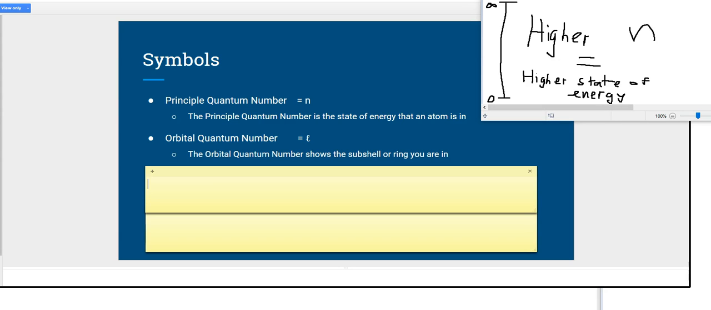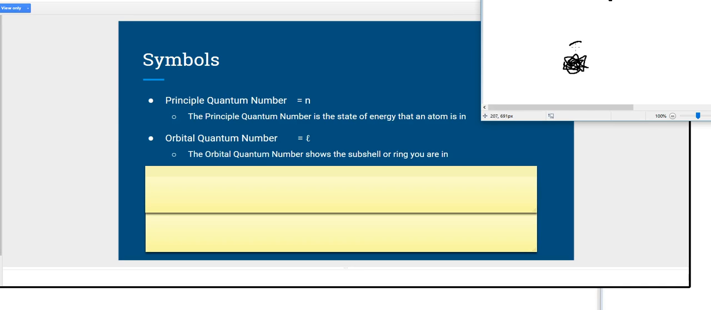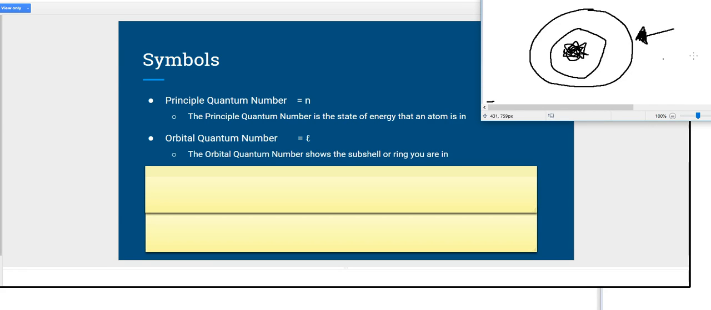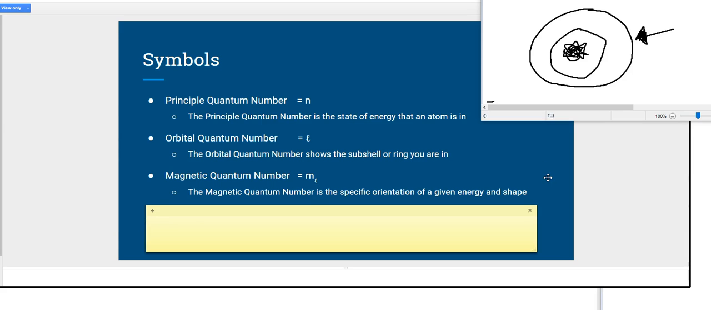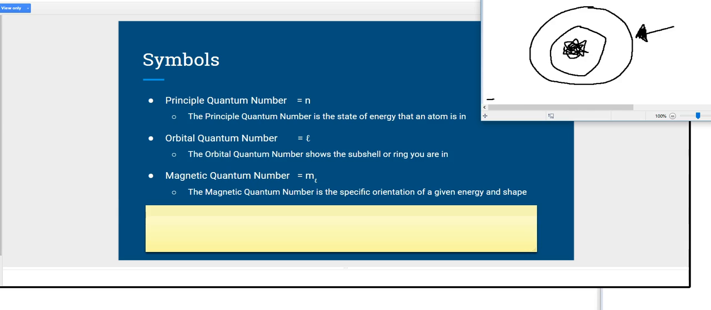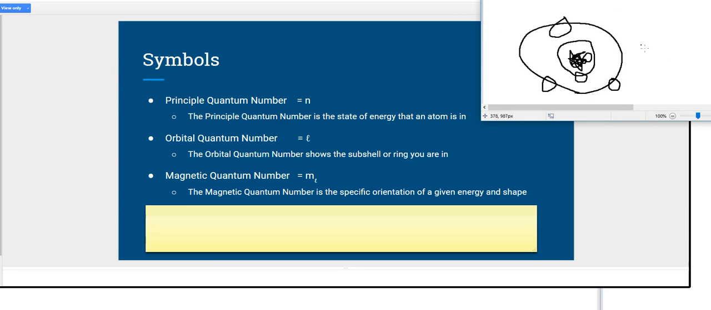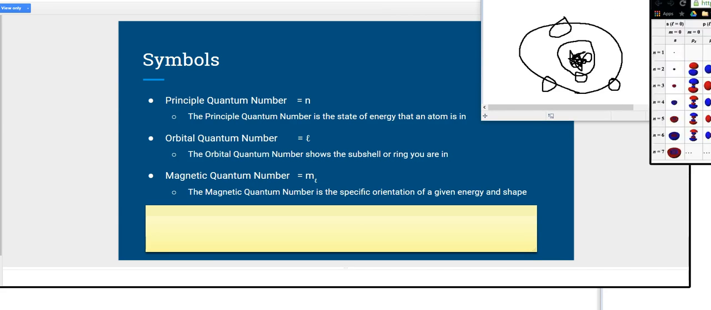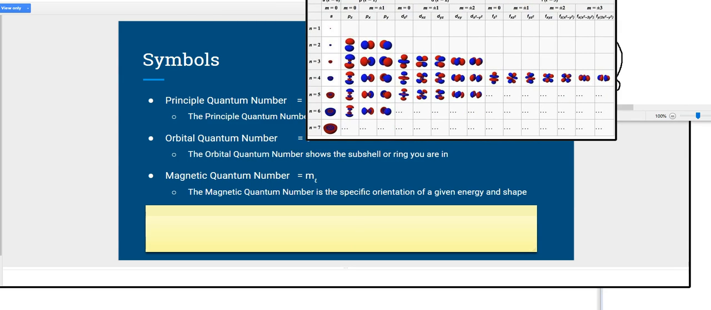L is the orbital quantum number. It shows the subshell or ring you're in. So, subshell, ring. That's a ring. The magnetic quantum number is the specific orientation of a given energy or shape. I'm not very good at drawing a visual of this, but here's what it is. That's what it looks like. I have no idea what's going on, but that's what it is.